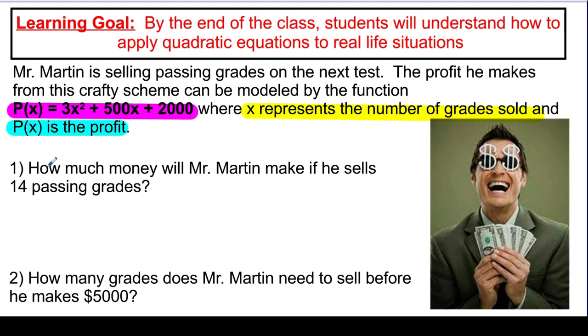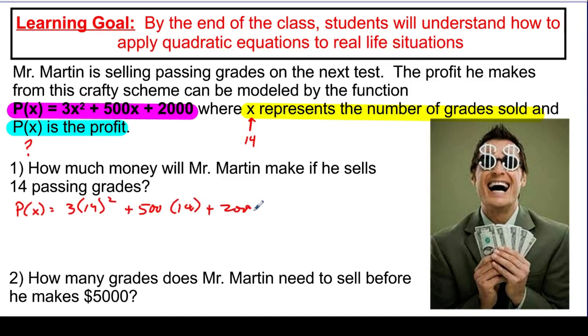So if you read the first question, it's saying how much money, right? So they're kind of saying profit is what they're asking, if I, Mr. Martin, sell 14 passing grades. So I know that the number of passing grades is 14. Okay? So what they're asking us to do in this problem is go to the equation P of x and plug in what x is. I know that x is 14, so I'm going to say 3 times 14 squared plus 500 times 14 plus 2,000.